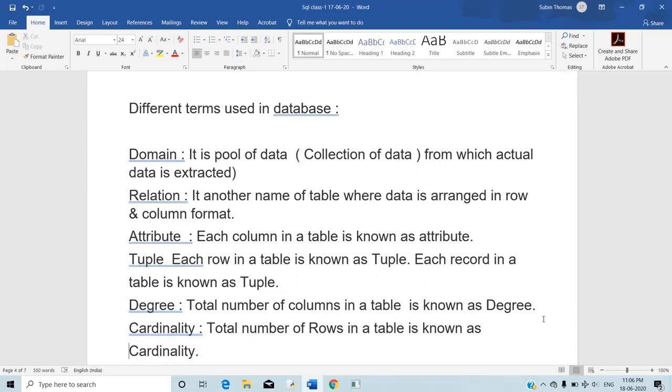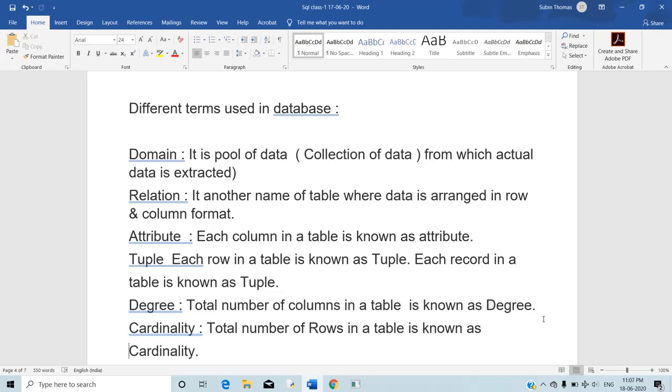First one, domain. Domain means it is a pool of data or a collection of data. From that collection you are extracting the value to a table. You are going to store data in a table row wise and column wise. So you are collecting the data from a pool, from a collection, and that data you are storing in a table.